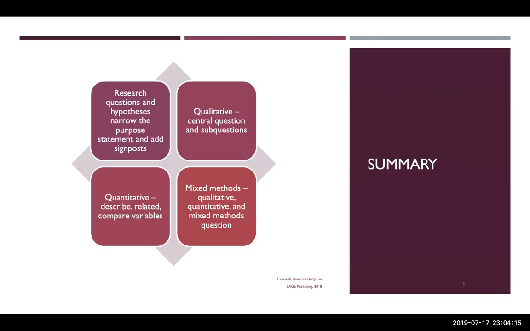And then just in summation, research questions and hypotheses really focus our purpose statement and add kind of signposts, guidance for our readers so that they understand exactly what we're trying to accomplish in our research. Qualitative research has a central question with some sub-questions. Quantitative research describes, relates, compares variables. And mixed methods is a combination of qualitative and quantitative so that you can see how both of those methods interact and how that further informs what we know about a phenomenon.